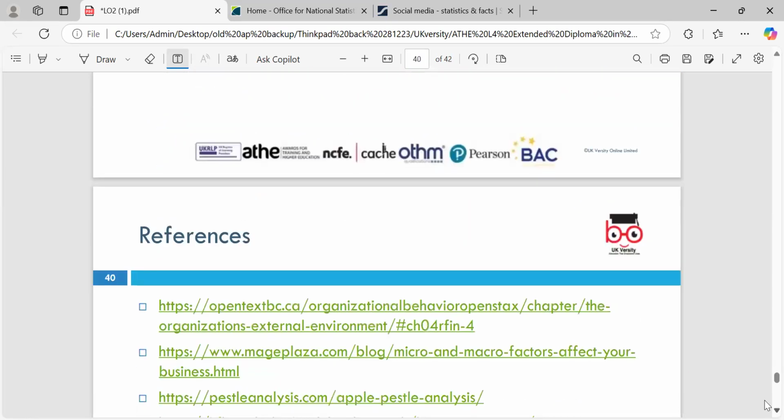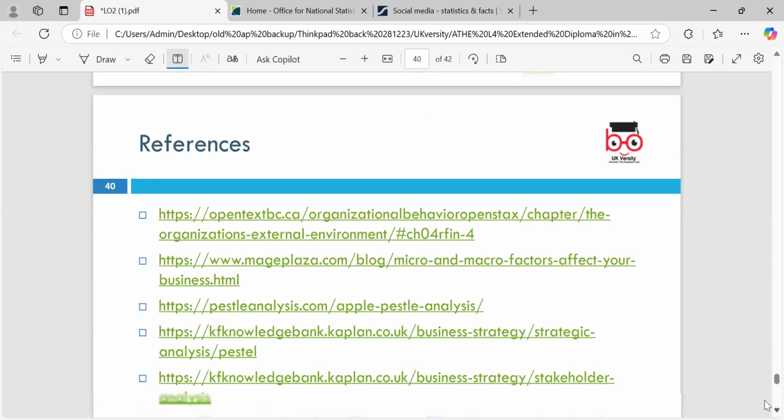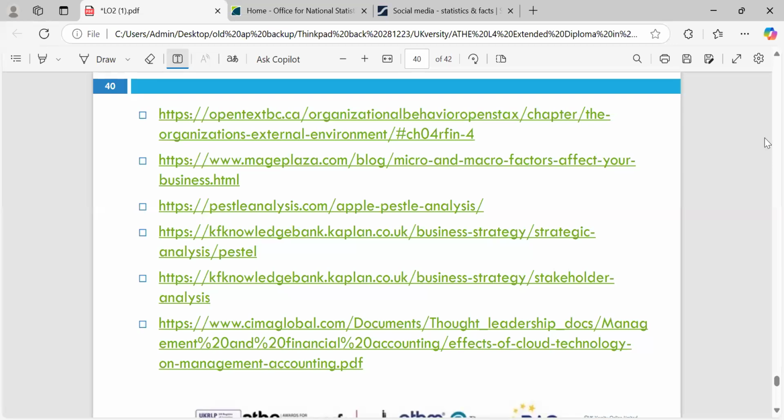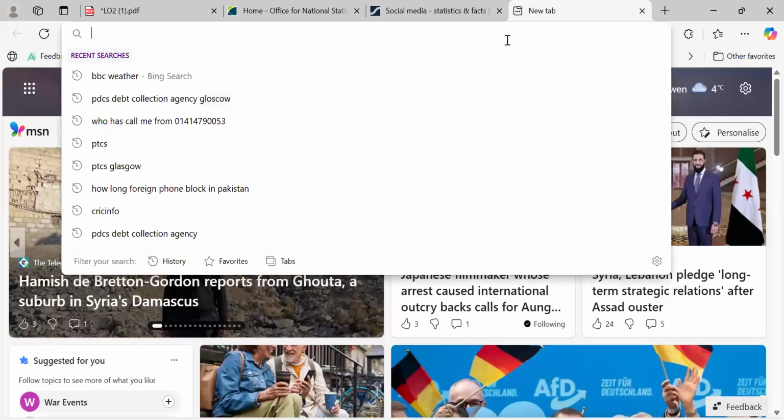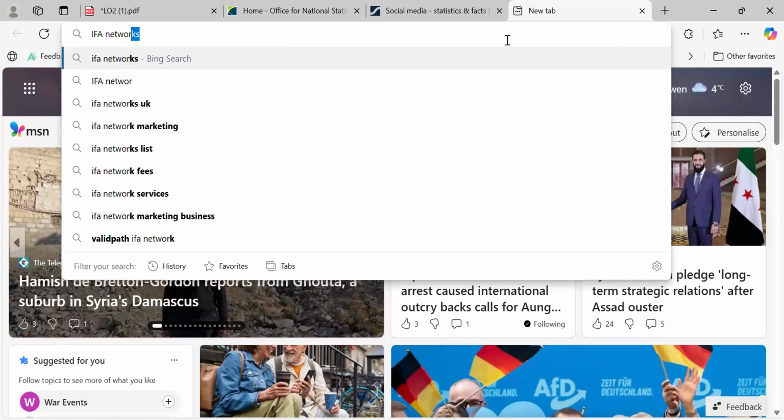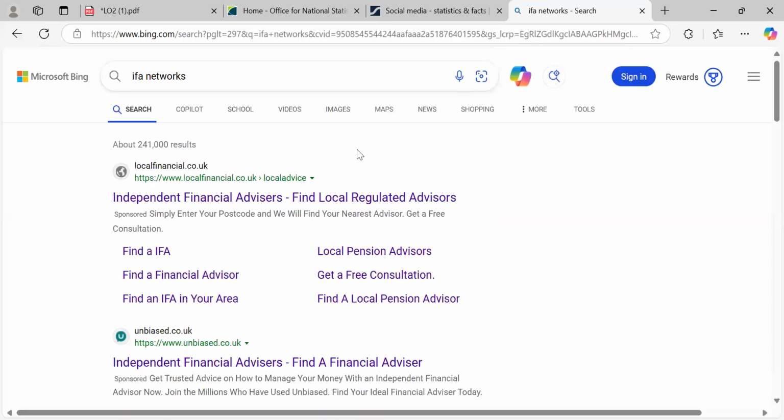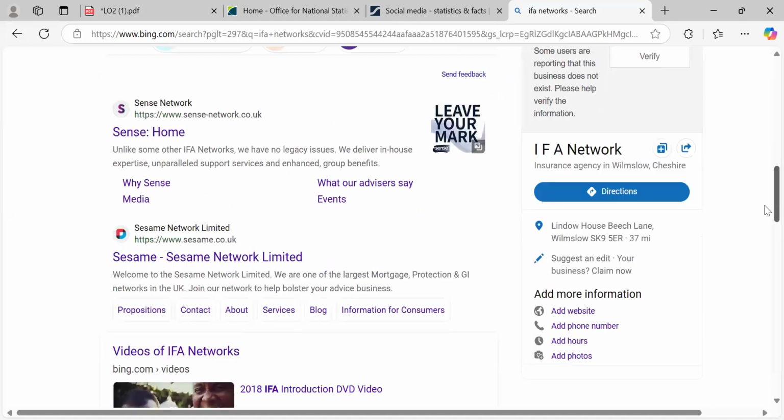This is crucial for management accountants. So please, we have included some links, which are quite good. You can click the links to further enhance your understanding and read further. If you want to keep your knowledge up to date, carry on attending the IFA network events. Please go to the IFA website and look at these.